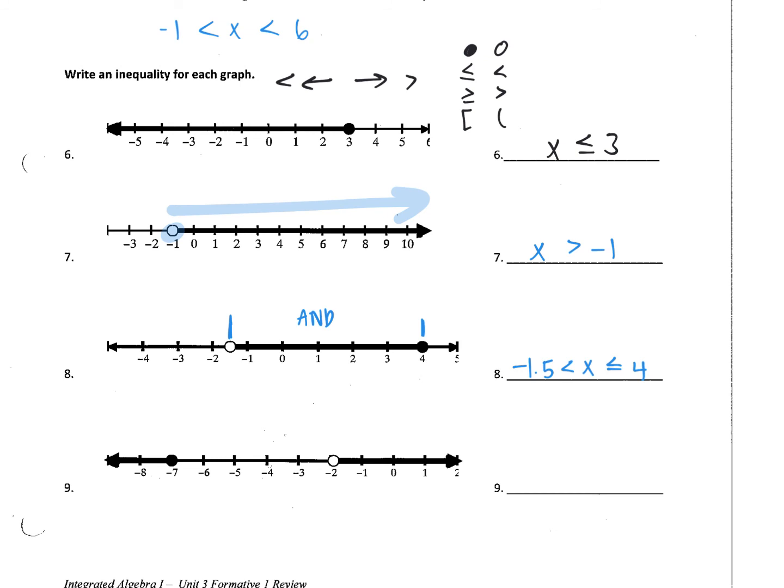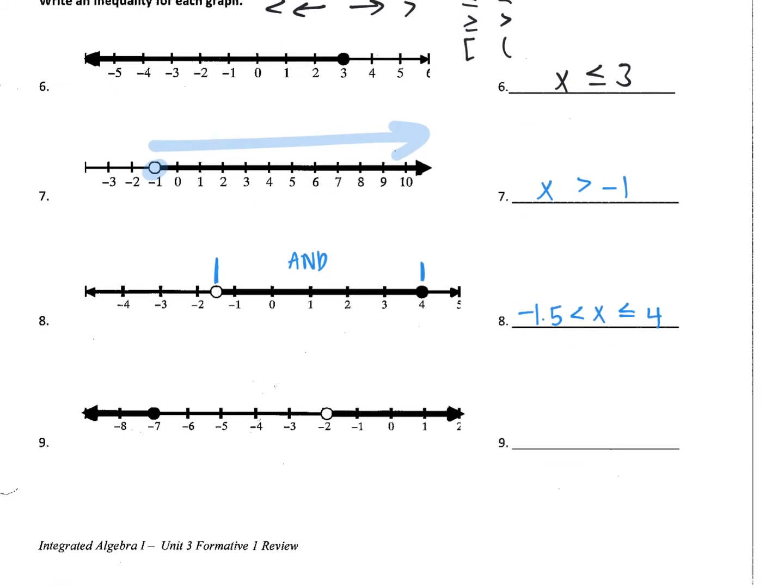And lastly, on number 9, both arrows are pointing outside, so this is an or compound inequality. So I need 2 inequalities split between an or statement. So my left inequality starts at negative 7, and I know that x has to be less than or equal to negative 7 because it's a closed circle. And then or, starting at negative 2, x is greater than negative 2.